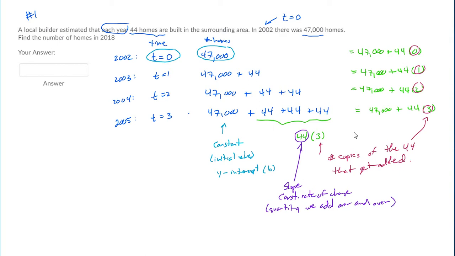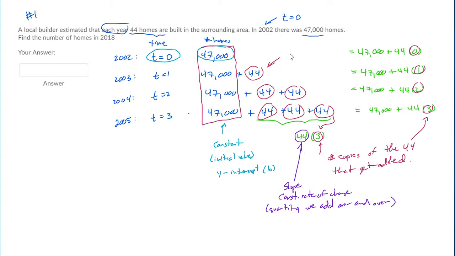And then the 3 or the 4 or whatever these numbers are that keep changing every time, we have a name for that also. These numbers that I circled in red are called the input value, because nothing else is changing. Notice the 47,000 is the same everywhere. The 44 itself is not changing. What's changing is the number of times we're adding the 44, and we keep track of that with this multiplier, the multiplier that multiplies your constant rate of change.